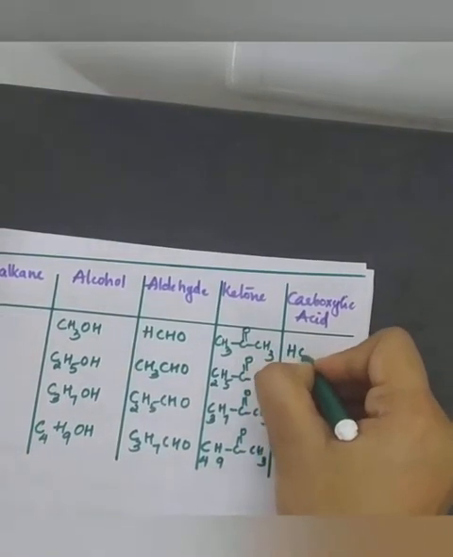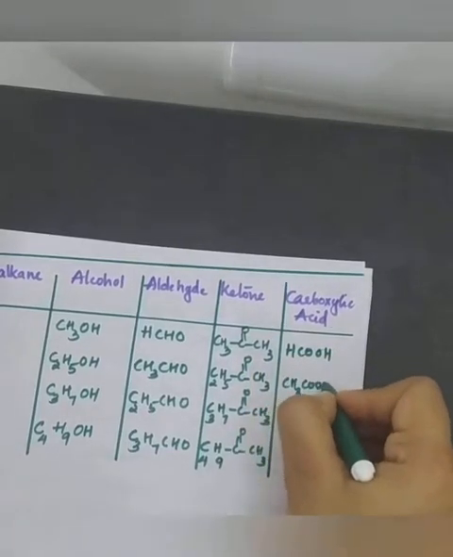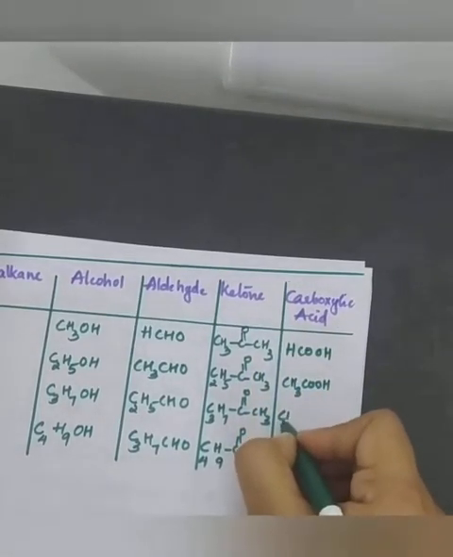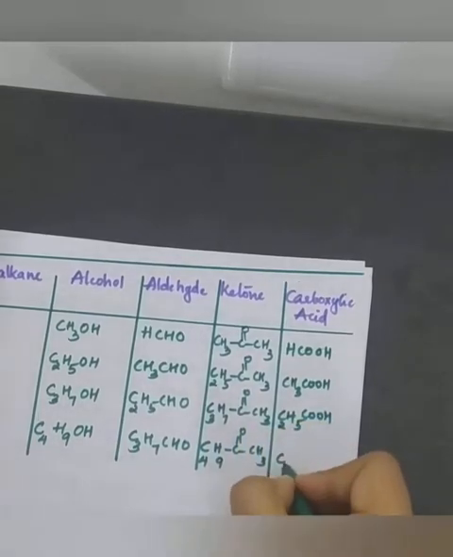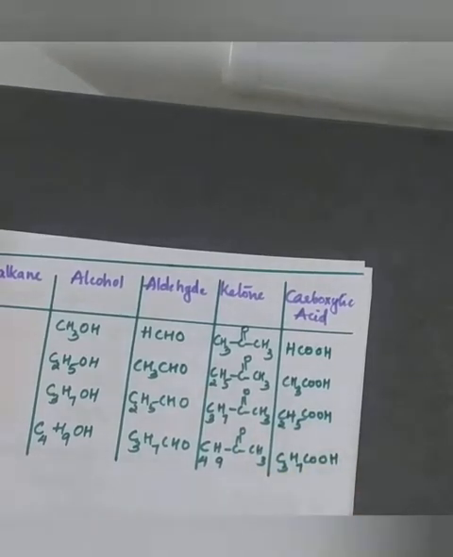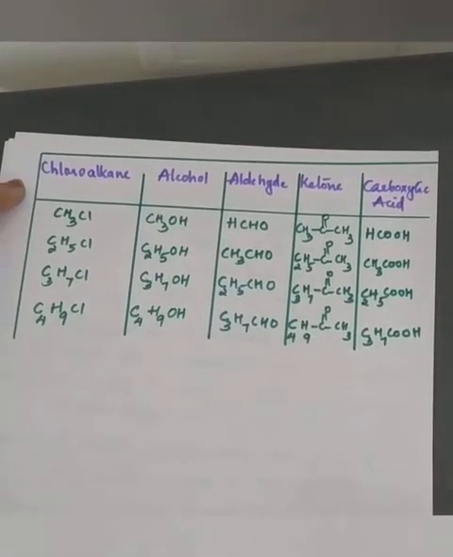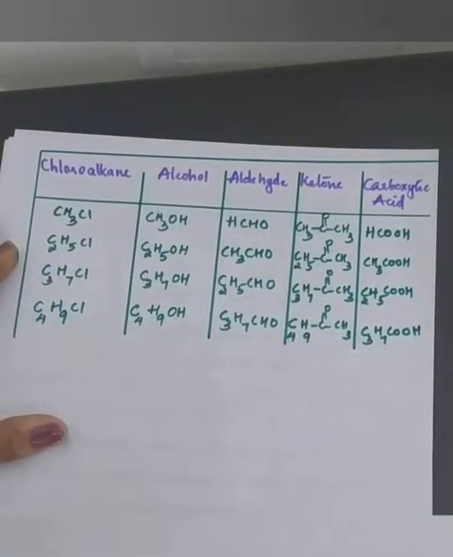Next is carboxylic acid. HCOH is the first member. Next will be CH3COH. Then next will be C2H5COH. Next will be C3H7COH. So they also differ by a CH2 unit. Another homologous series we have to write.